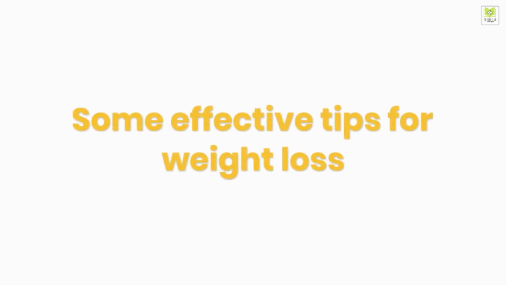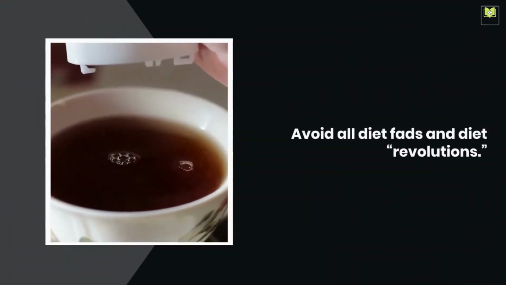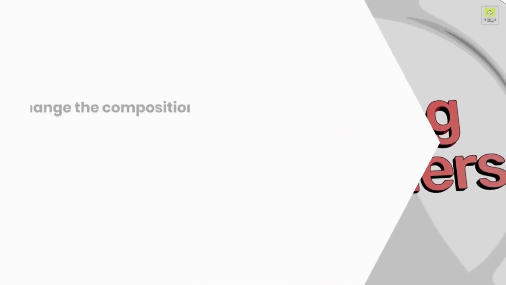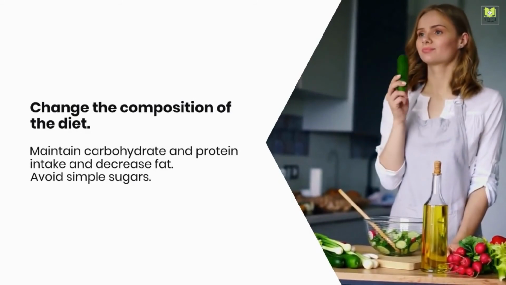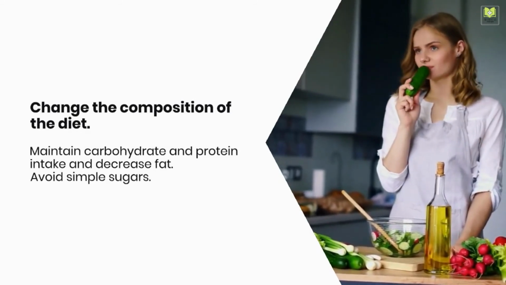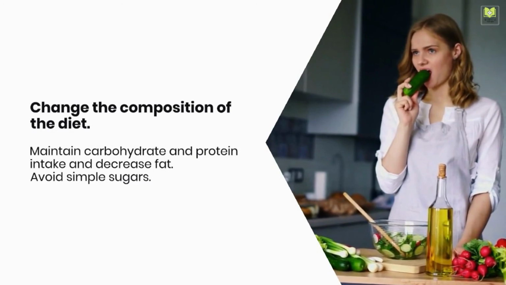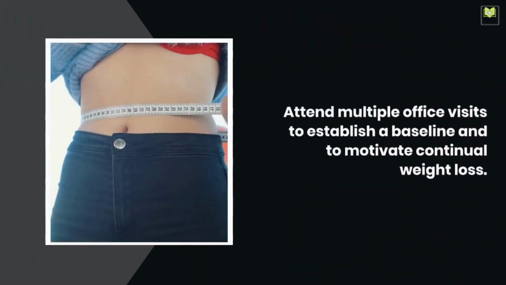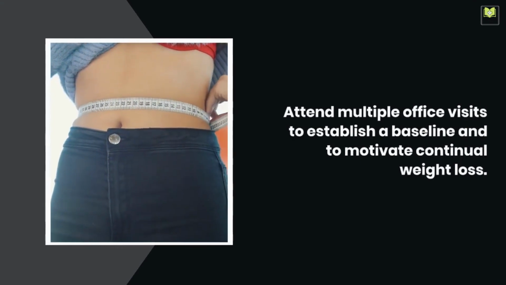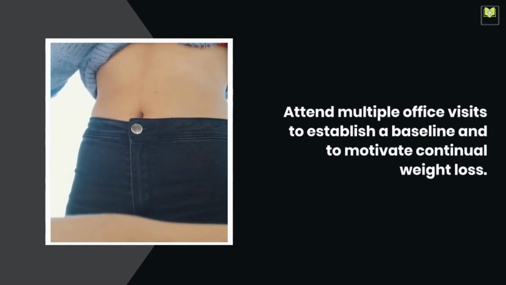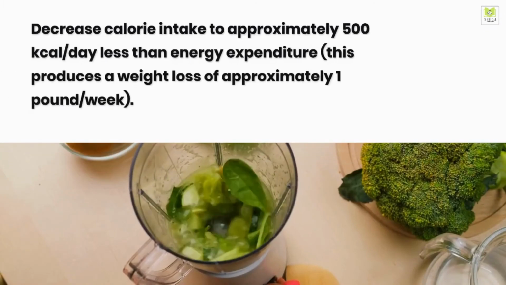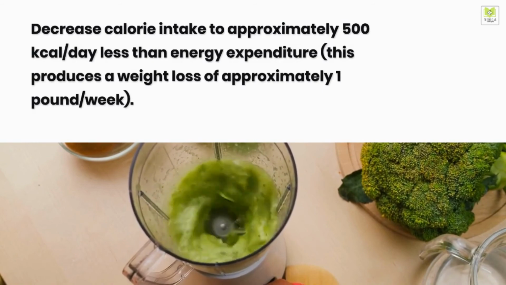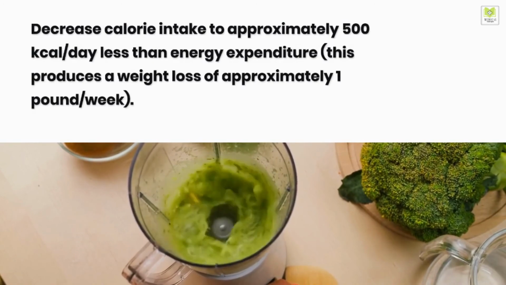Some effective tips for weight loss can be: avoid all diet fads and diet revolutions. Avoid anorexic drugs. Change the composition of the diet. Maintain carbohydrate and protein intake and decrease fat. Avoid simple sugars. Attend multiple office visits to establish a baseline and to motivate continual weight loss. Decrease calorie intake to approximately 500 kcal/day less than energy expenditure. This produces a weight loss of approximately 1 pound/week.